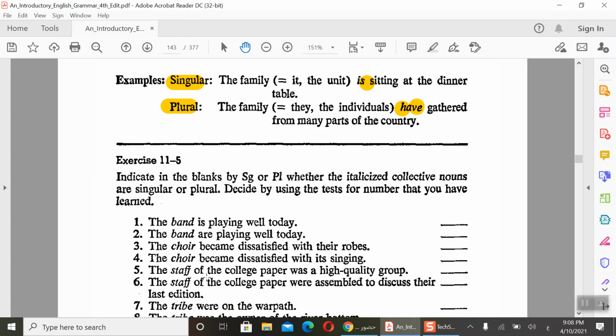The staff, for example our staff, the staff of our college. The staff of the college paper was a high quality group. It means as a staff, as one unit. But the staff of the college paper were assembled to discuss their last edition. It means the individuals, Mr. Ahmed, Mrs. Hawra, Dr. Haidar, Mr. Sajid, all.